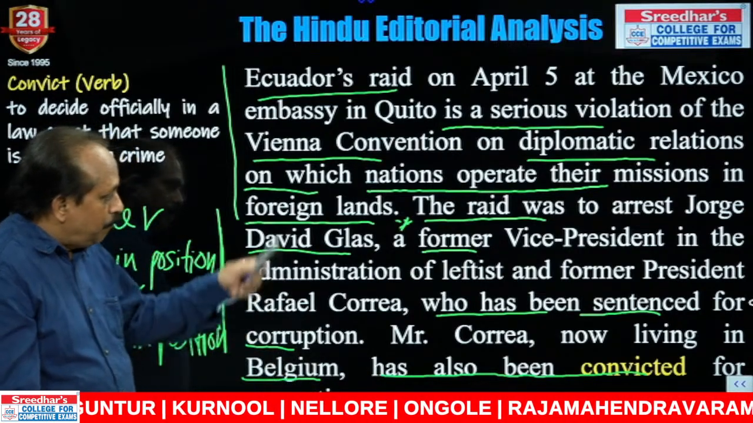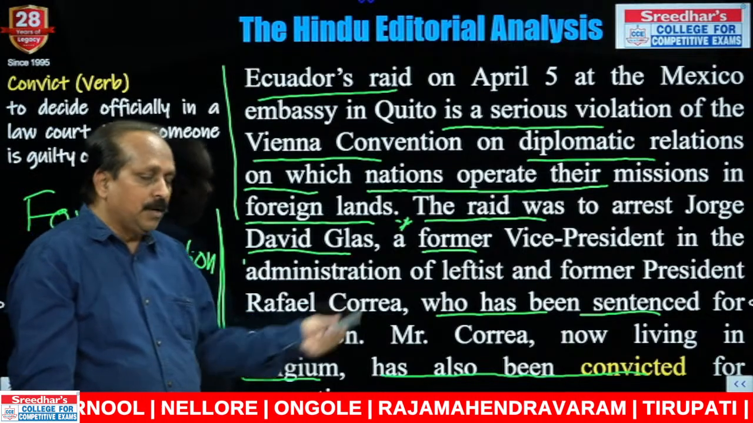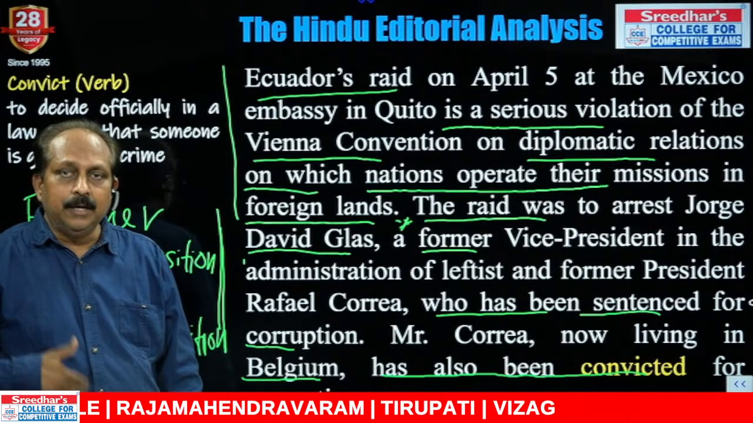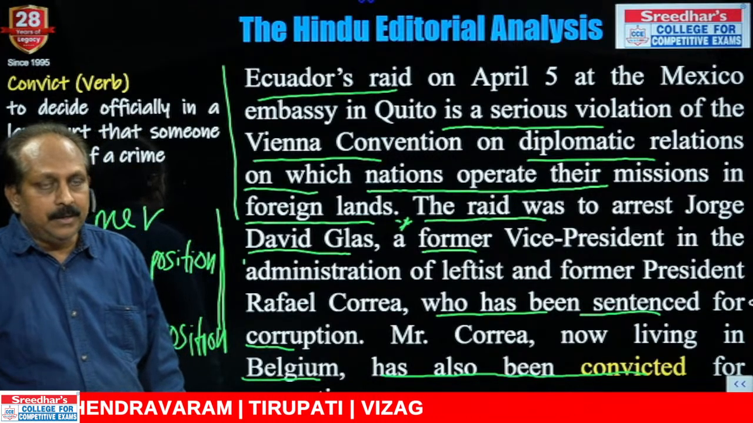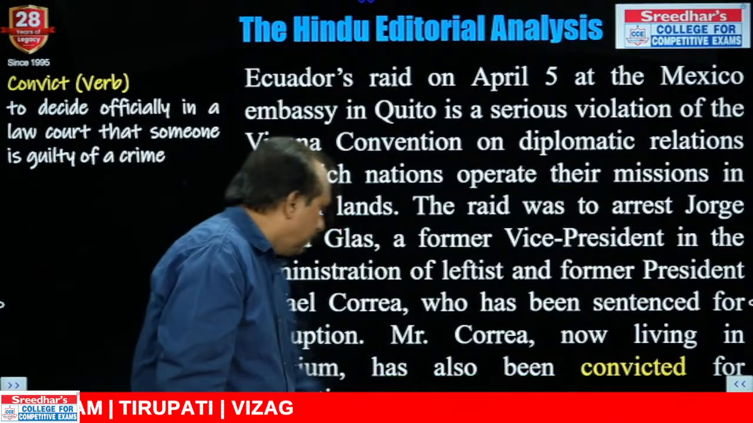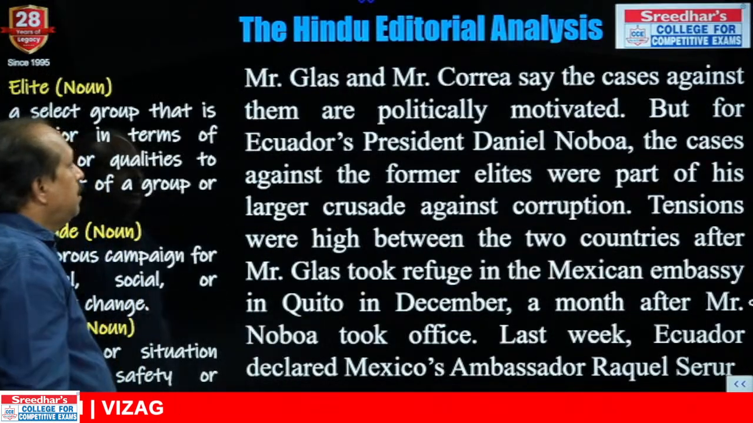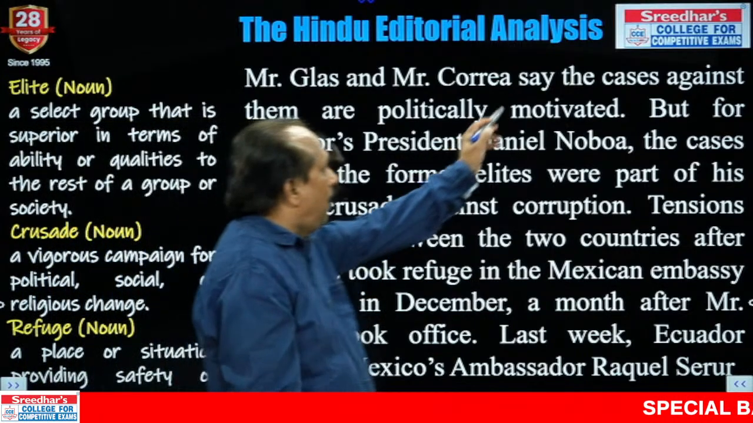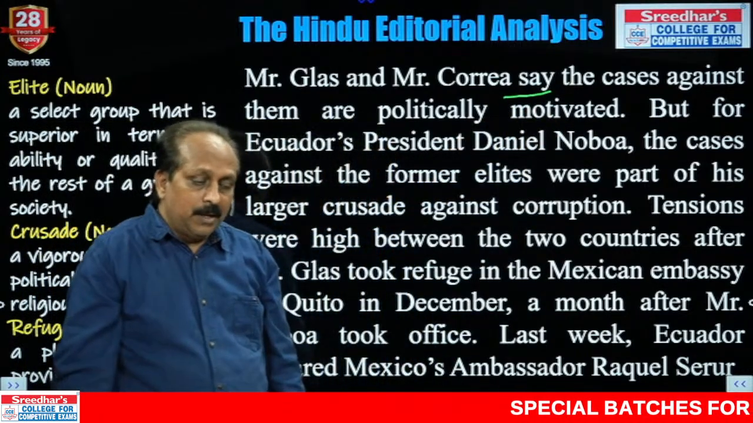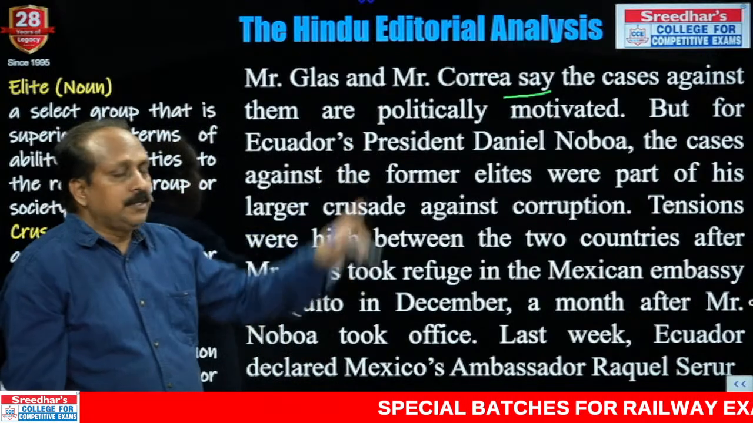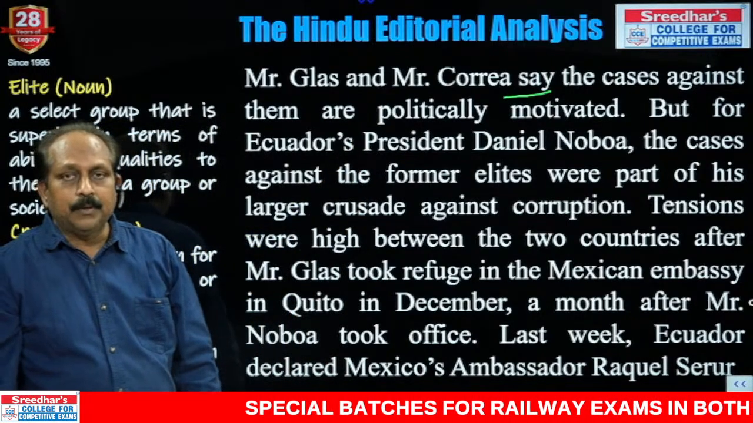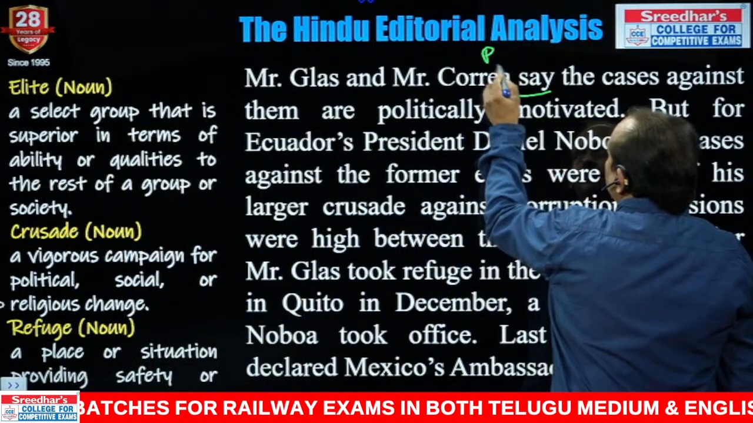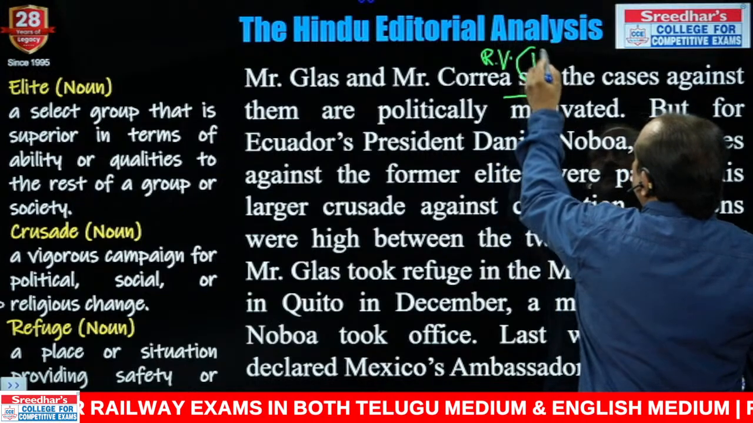Here, the former vice president has been sentenced for corruption, and the president has also been, meaning adding more information, has also been convicted for corruption. What do they say? Mr. Glass and Mr. Correa say. This is what I was talking about. In this editorial, when you see the word say, what should come to your mind? You have to think of reporting verb. Here, say is a reporting verb, and it is in present tense.